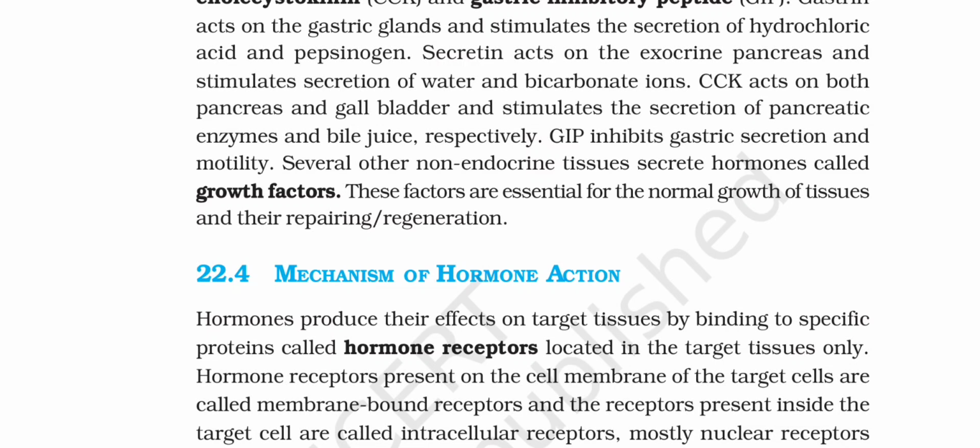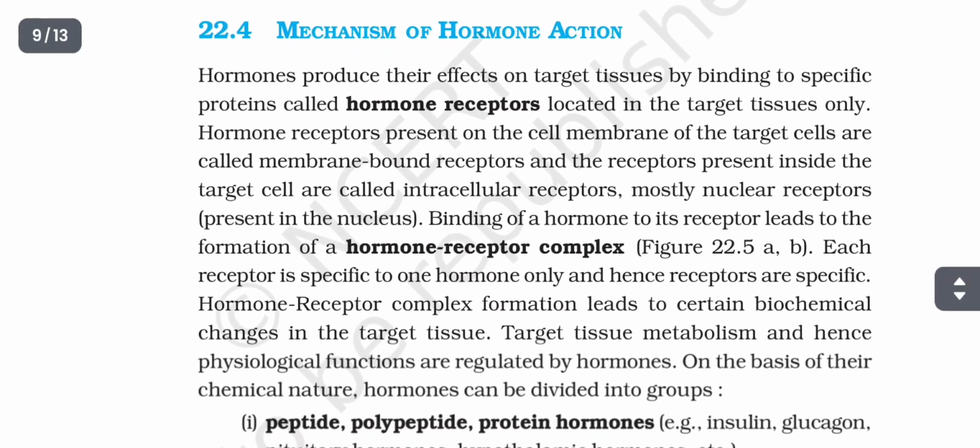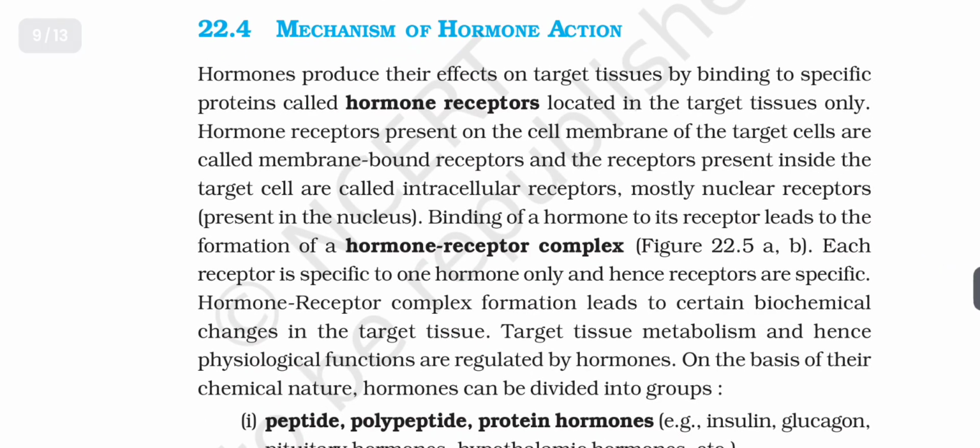Several other non-endocrine tissues secrete hormones called growth factors. These factors are essential for the normal growth of tissues and their repairing and regeneration. Mechanism of hormone action. Hormones produce their effect on target tissues by binding to specific proteins called hormone receptors located in the target tissues only. Hormone receptors present on the cell membrane of the target cell are called membrane-bound receptors, and the receptors present inside the target cell are called intracellular receptors, mostly nuclear receptors present in the nucleus.